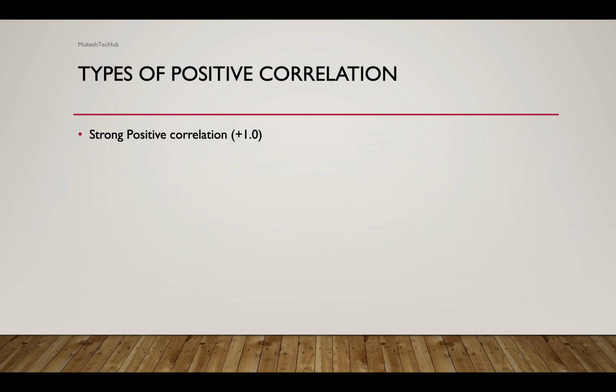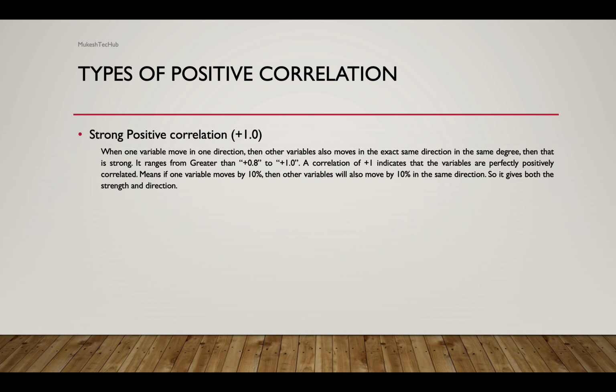First one is strong positive correlation. We can see the value is 1. When one variable moves in one direction, the other variable also moves in the exact same direction and in the same degree. Guys, this is the most important: the degree should be the same, then it is strong. It ranges from greater than 0.8 to 1.0. So if we calculate some values and they lie between 0.8 and 1.0, then we can say this is a strong positive correlation. Right?